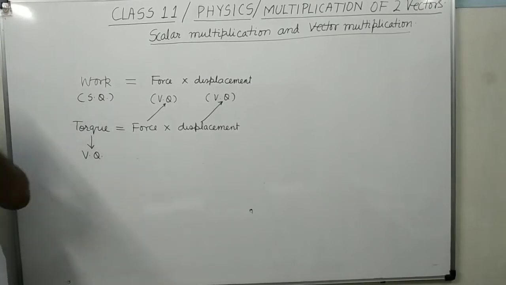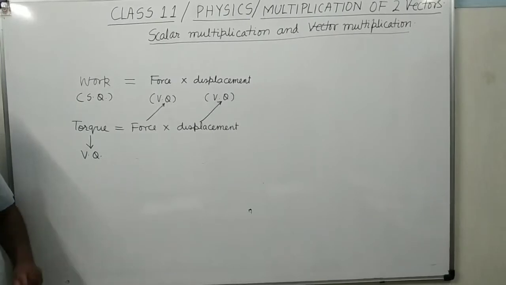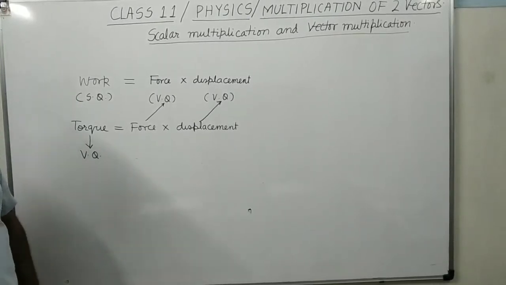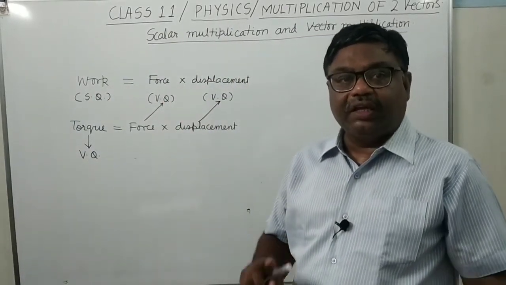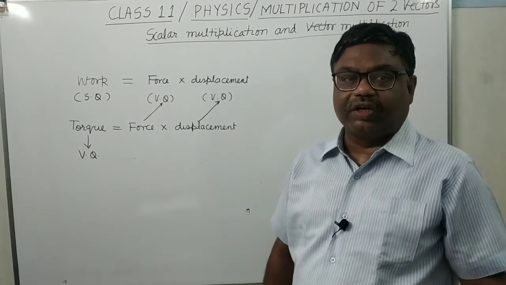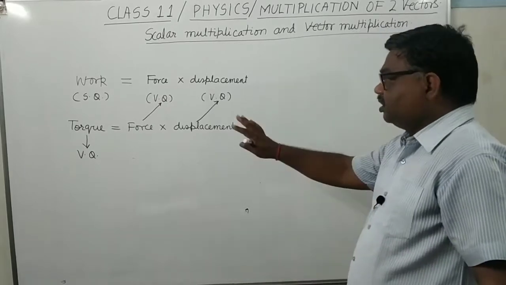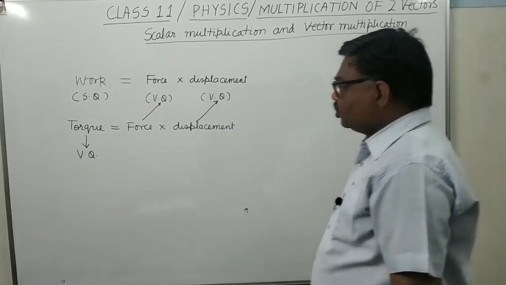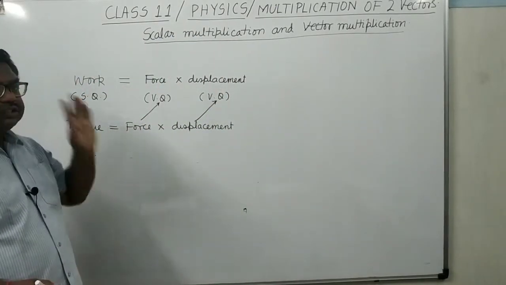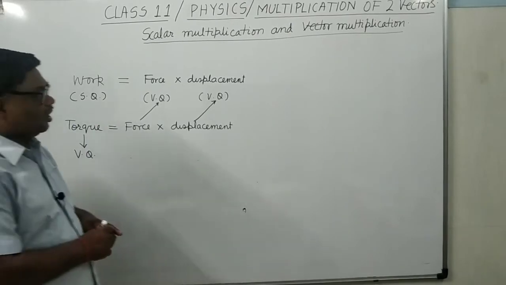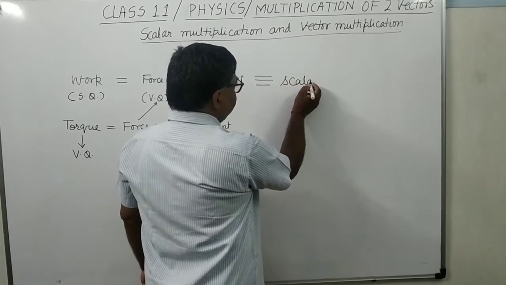So this example gives the idea that there are two types of multiplication between two vectors. When we multiply in one way, the result is a scalar quantity, while when they are multiplied in the other way, the result is a vector quantity. Such a product between two vectors, where the product is a scalar quantity, is known as the scalar product.